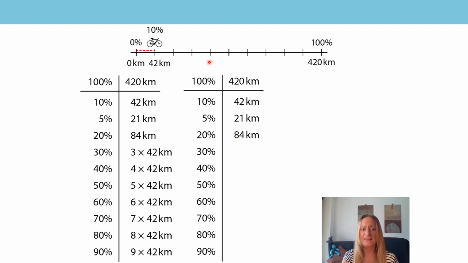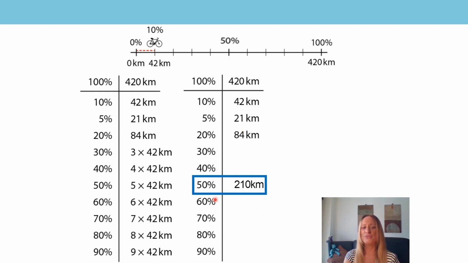Let's have a look out over here. Are there any of these percentages that you might just know straight away? I'll be able to derive straight away. Yes, perhaps we could find 50% straight away, couldn't we? Because we know that 50% is halfway. So one whole of the journey, the whole 420 kilometre journey, can be divided by 2. So if I divide that by 2, I get 210 kilometres. Well done. So I can find 50%.